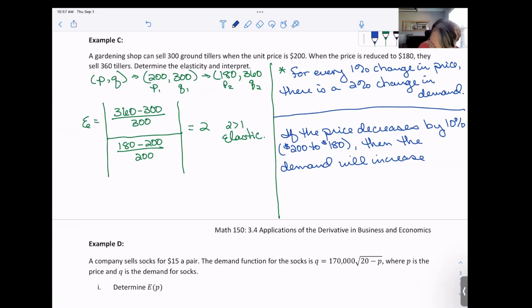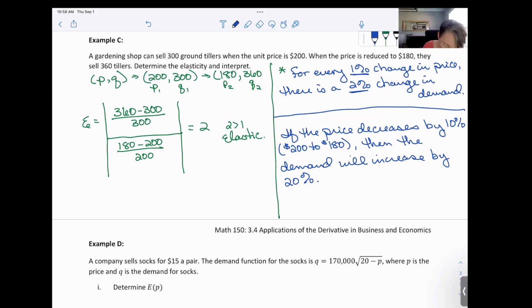Let's go back up here. For every 1% change in price, there's a 2% change in demand. So if it decreased by 10, that means the demand will increase by 20%. So depending on what they're asking you, as far as the interpretations go, that's what we're looking for there.